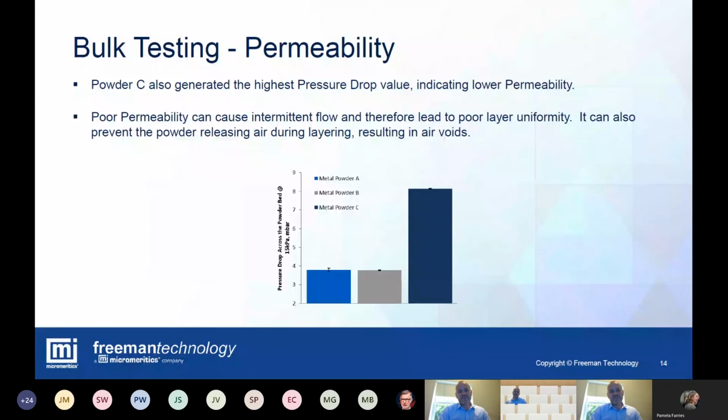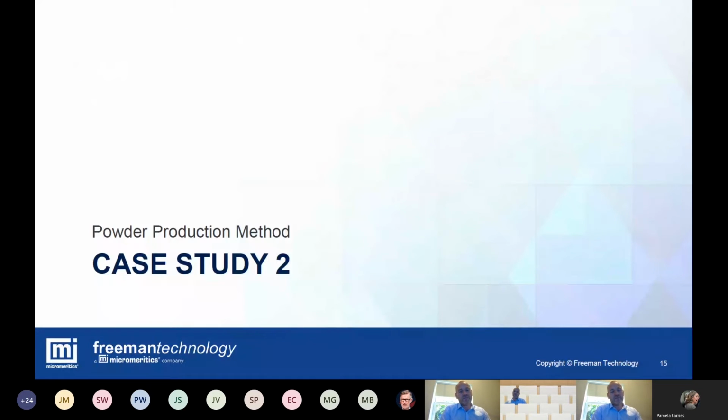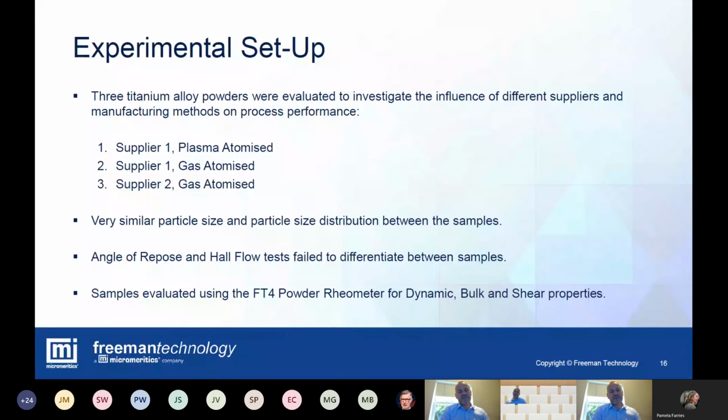We can see the differences, but we can rationalize how specific energy and permeability are relevant to different parts of the application. If we move on a couple of slides, very similar case study here, but now we're looking at different suppliers in the assessment of different manufacturing methods.